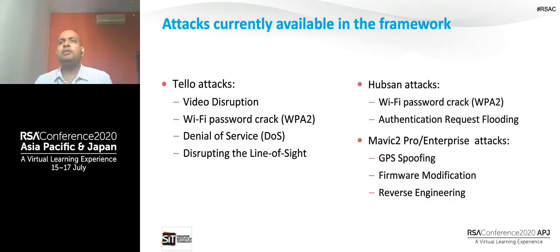Okay, now let us briefly look into the different types of attacks that we already have in this framework. Mainly three different types of drones are targeted, which are DJI Tello drones, Hubsan drones, and DJI Mavic Pro and Mavic Enterprise. All the attacks that are launched against Mavic Enterprise work on Mavic Pro 2 as well. So let us look into each specifically and go through them one by one.